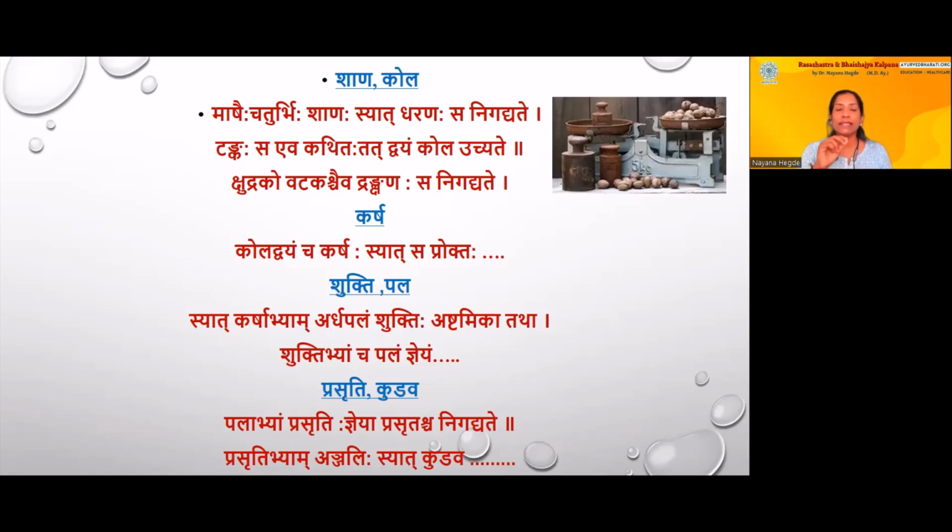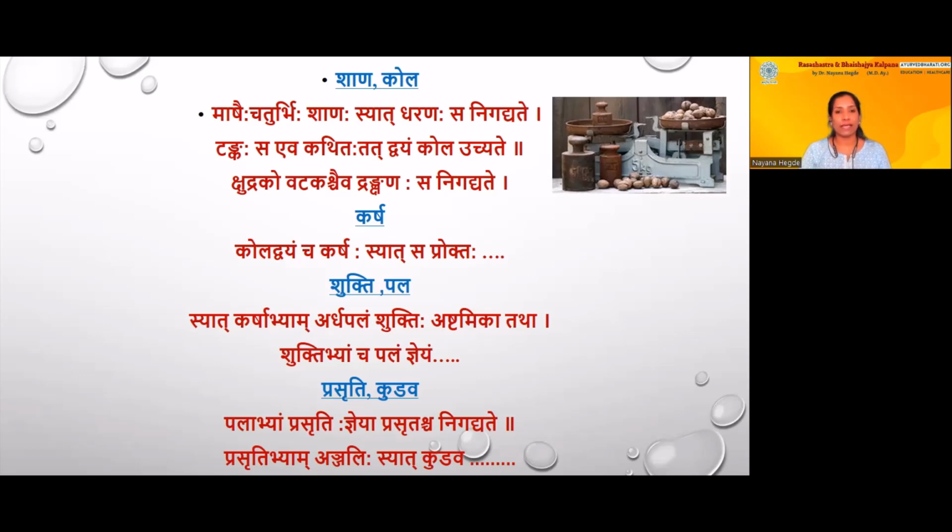Shana means actually a touchstone, a scratch stone or rubbing stone used to test the genuineness of gold or any other metal. In the previous time, a small stone was used. Nowadays, we have a scratch plate or touchstone used to test the genuineness of precious metal. So here, 4 Masha becomes 1 Shana. Then two Shana leads to one Kola. It is also called Shudraka, Vataka, Dramshana.